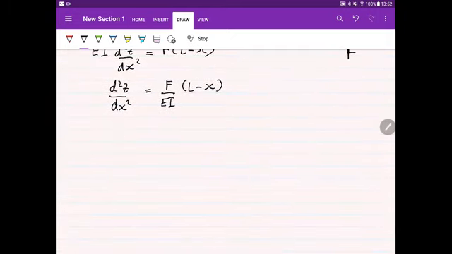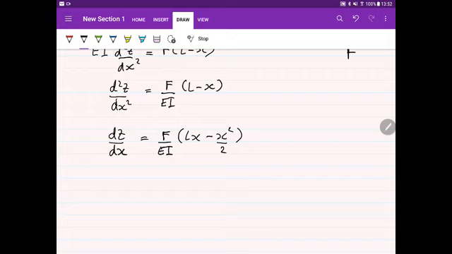Now what we need to do is try and integrate with respect to x, so we can get an expression for z in terms of x. And we'll do that one at a time. So the first integration with respect to x clearly turns d2z by dx squared into dz by dx. That equals F over EI, and the integral of L goes to Lx, and the integral of x goes to minus x squared over 2, and then because we've done it implicitly, you've then got an integration constant, C1.